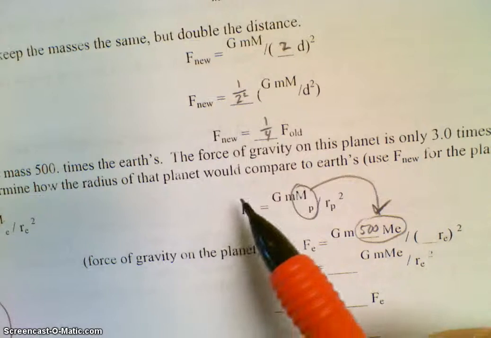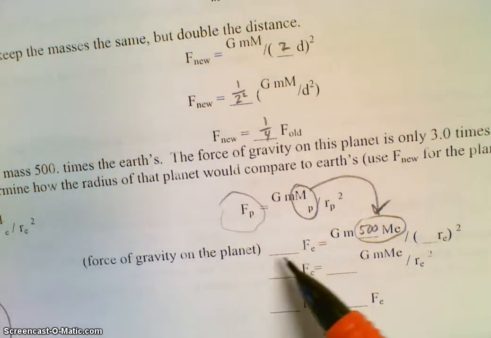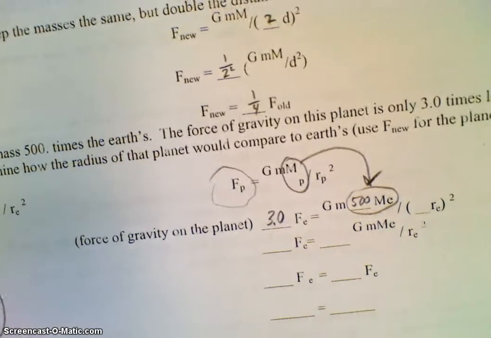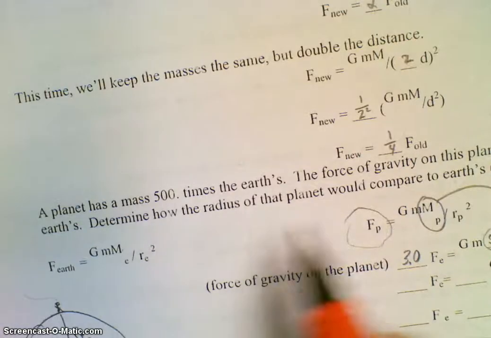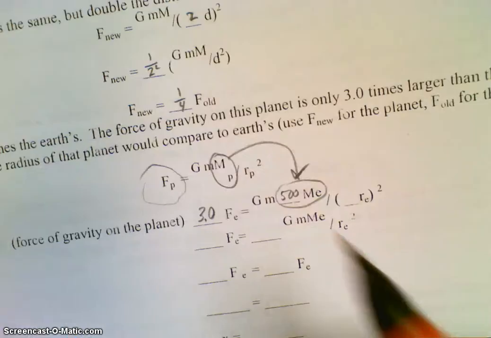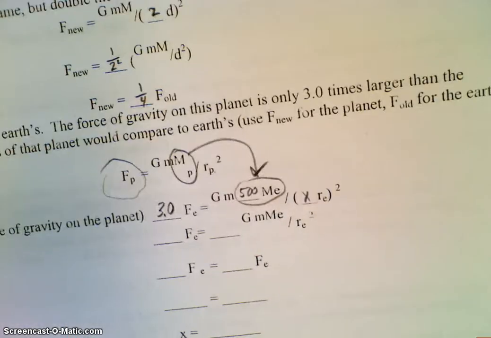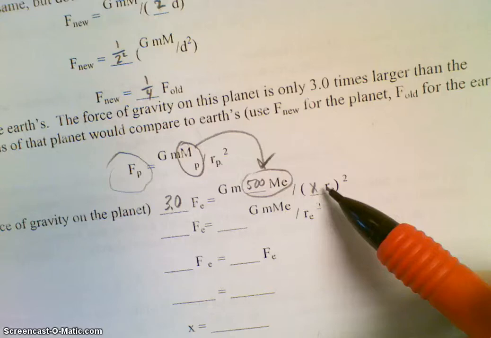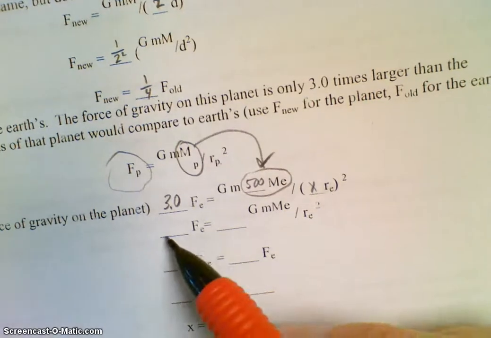So the force on the planet is going to be equal to what times the force on the Earth? Good. 3.0. And what's it asking? It wants you to determine how the radius of the planet compares to Earth's radius. So the planet radius is going to be x times Earth's radius. Do you see how that gets substituted in there? Yes? Okay.